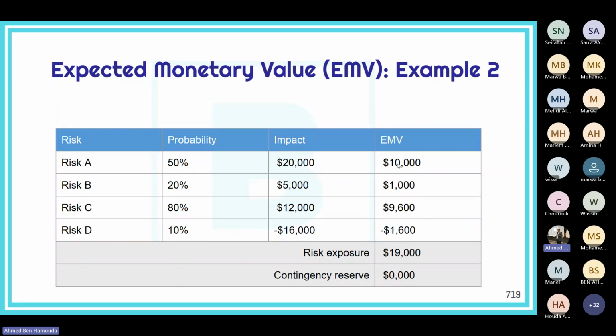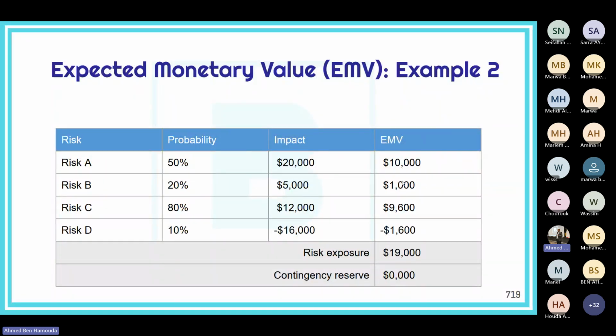This is a second example, not related to the first one. The expected monetary value of risk B is plus 1,000. The expected monetary value of risk C is plus 9,600, and the expected monetary value of risk D is minus 1,600. So here we have a positive risk exposure, because we're summing up the expected monetary values of all these four risks.